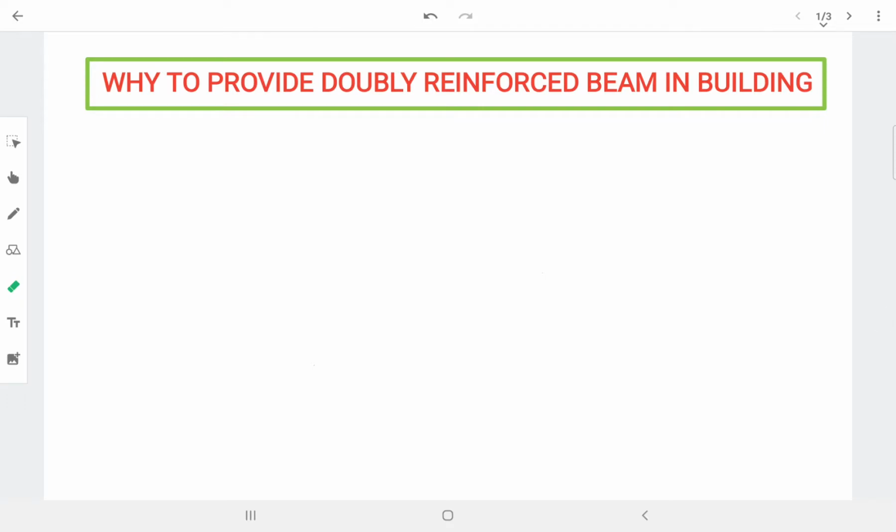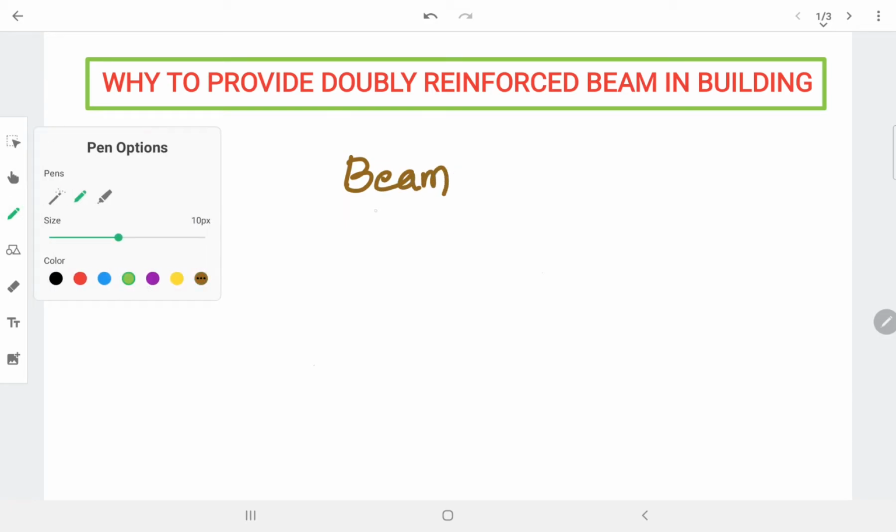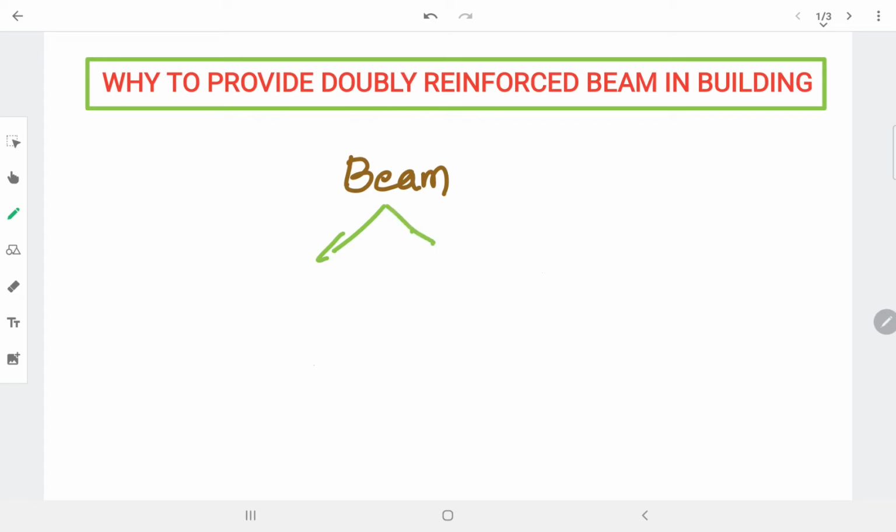Hi all. Today we'll be discussing the doubly reinforced beam in a building. The topic we are discussing here is why to provide a doubly reinforced beam. Before that, we must know what types of beams there are. Especially in beams, there are two types.